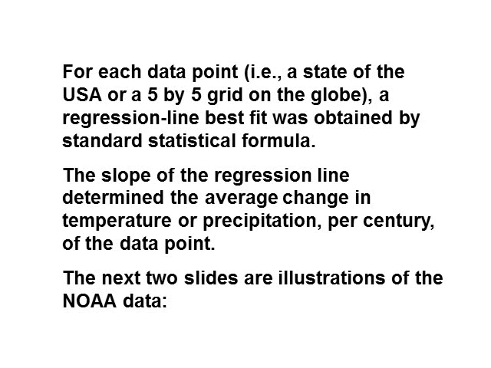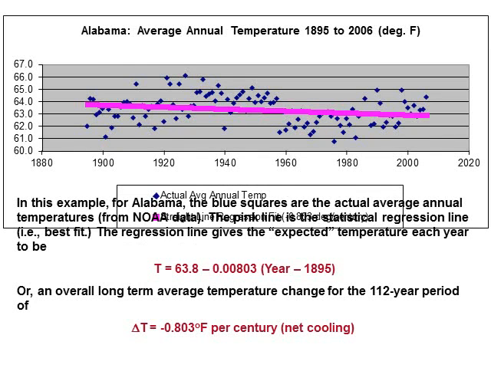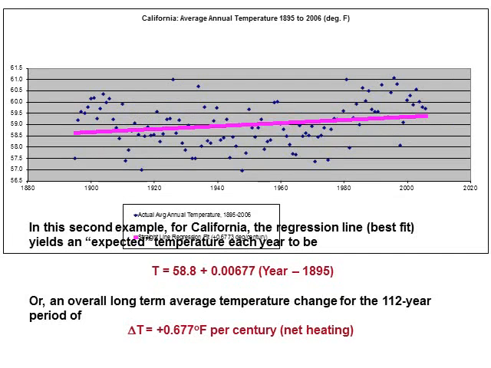So in the NOAA data, where we had state pairs of sample, this is Alabama from 1895 to 2006, and that's the average annual temperature scatter plot with the blue dots of the average of the annual temperature in Alabama over those years. And then the purple line would be the regression line. From this, we would say that over the long term, temperature in Alabama has been changing at the rate of a decline of about 0.8 degrees Fahrenheit per century.